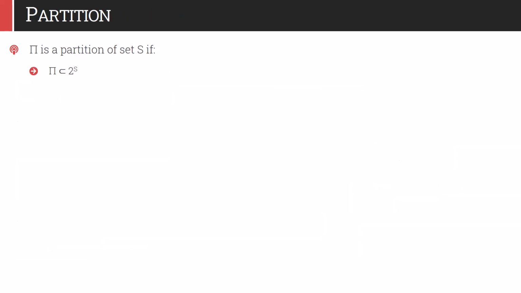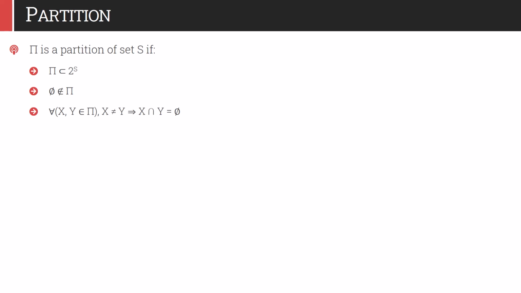Partition of a set. Partition is represented by the symbol big pi, and we can say that pi is a partition of set S if it satisfies the following conditions. The first condition is pi must be a subset of the power set of the given set. Phi must not be present in the partition. For all x, y belonging to pi. So pi is actually a subset of the power set of the given set.